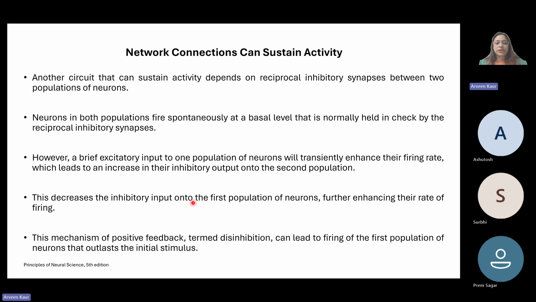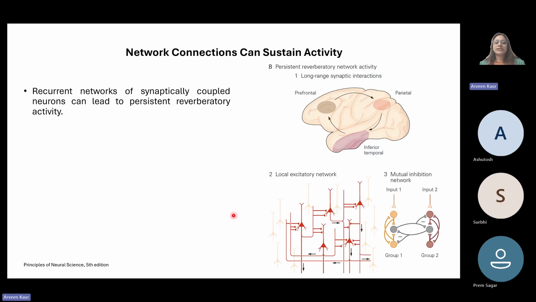This decreases the inhibitory input onto the first population of neurons, further enhancing their rate of firing. This mechanism of positive feedback is termed disinhibition. It can lead to firing of the first population of neurons that outlasts the initial stimulus, right? Because this increased activity eventually is coming from decreased inhibitory activity from the second class of neurons. And you can see it over here as well. This is persistent reverberatory network activity, which is responsible for long-range synaptic interactions. So recurrent networks of synaptically coupled neurons can lead to persistent reverberatory activity.